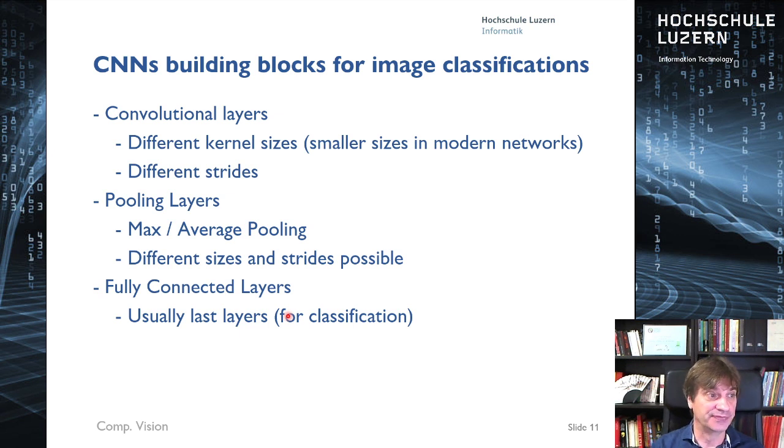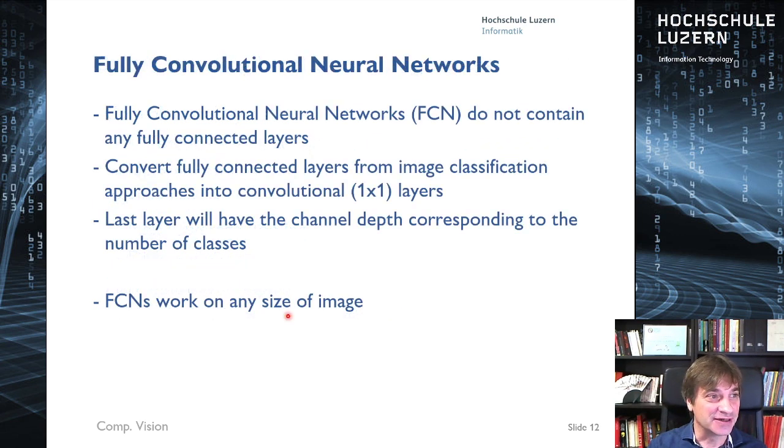Okay, so these were the normal convolutional neural networks that we have seen so far. So what is the difference to a fully convolutional neural network? Well, fully convolutional neural networks, as the name implies, cannot have any fully connected layers. So all the layers must be convolutional.